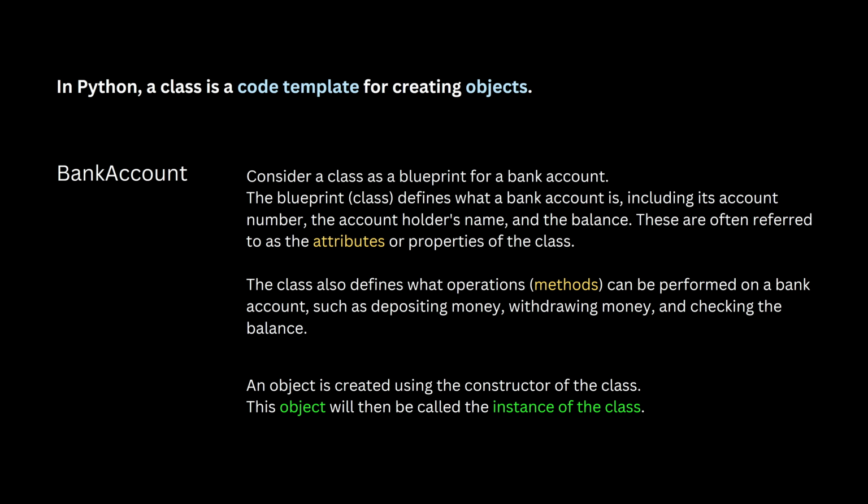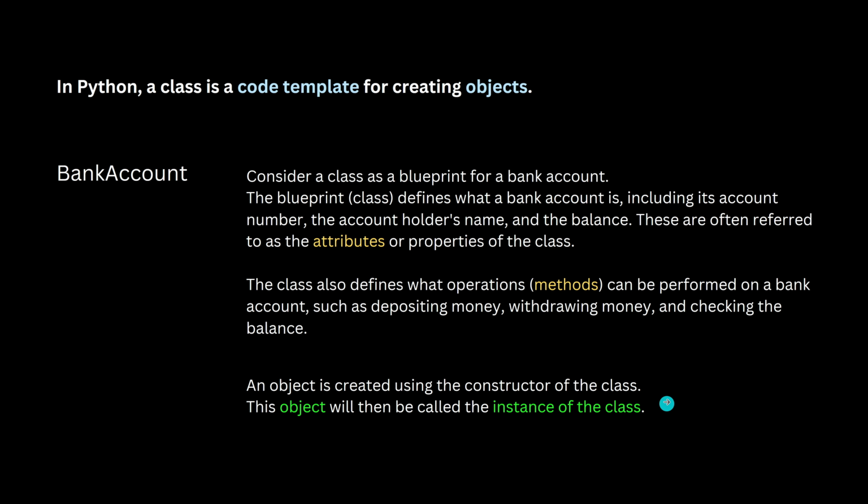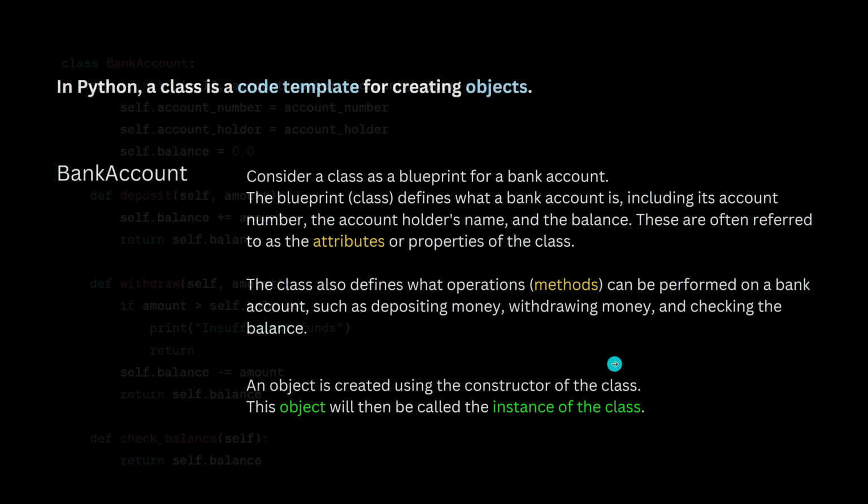So I thought I better revisit here what a class can do. An object is created using the constructor of the class. I will show you this in a second. This object will then be called the instance of a class. So we learn an instance of a class, an object are more or less the same thing.